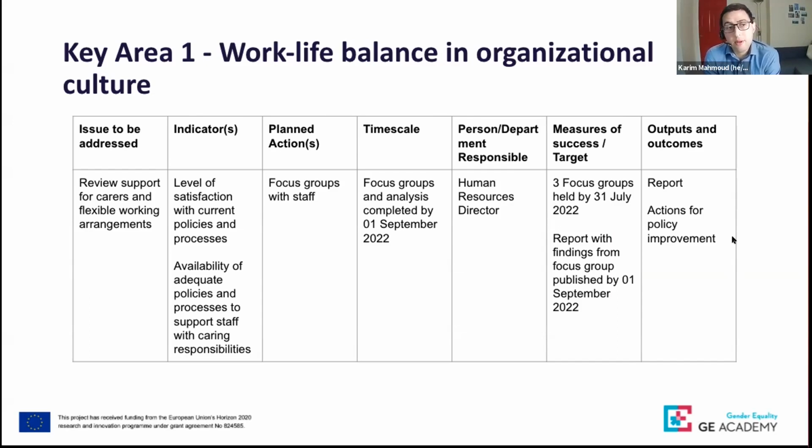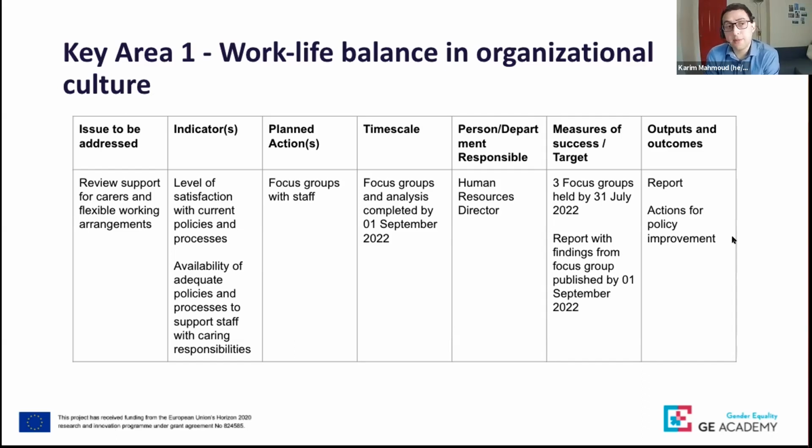The reason is that in this particular example, there are already mechanisms, there's already a policy, but we want to understand how this can be improved and what is the best way to find out. So we've decided to have focus groups, and an analysis of those focus groups completed by the 1st of September 2022. The human resources director is the person responsible for this. We've decided to have 3 focus groups by the end of July, and then a report with the findings by the 1st of September. The outputs and outcomes from this are a report and actions for policy improvement. So this is an example of what you could do in your own context.